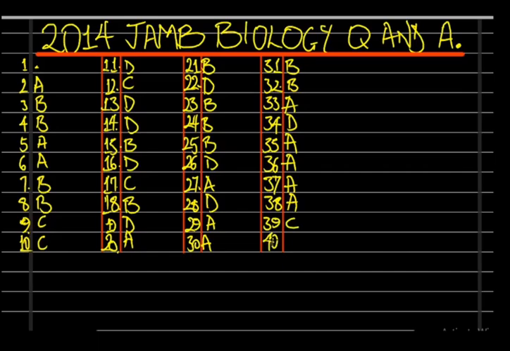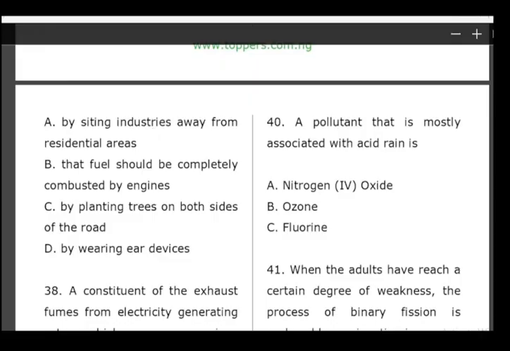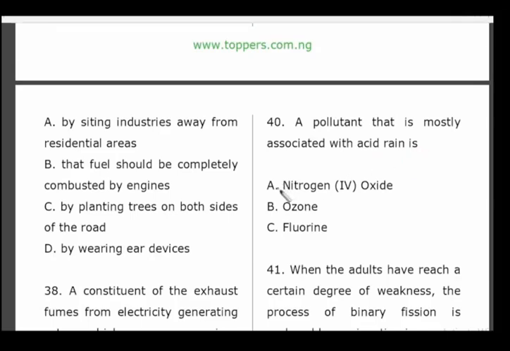And then we move to question 40. A pollutant that is mostly associated with acid rain is A. Nitrogen dioxide, B. Ozone, C. Fluorine. Okay, this particular question is lacking the fourth option, but the answer is right here. The answer is nitrogen oxide. That is the answer to our question.